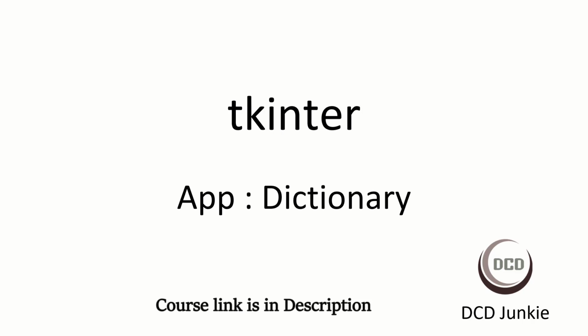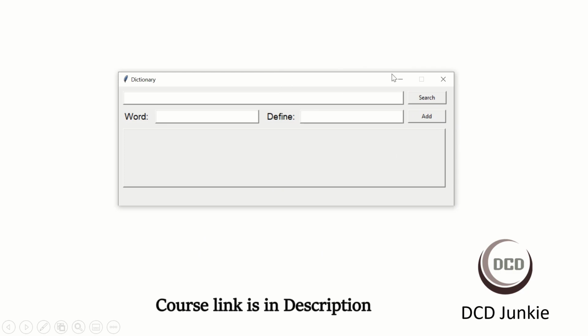Hello and welcome. So now we are going to make a dictionary. Let me just show you that dictionary. This is what we are going to implement in the next couple of videos. From here you can search any word from the dictionary, and if that word is not present we can also add it to our dictionary by giving a word here and defining the word here, and we can add it from this button.